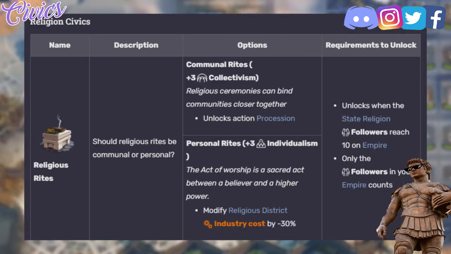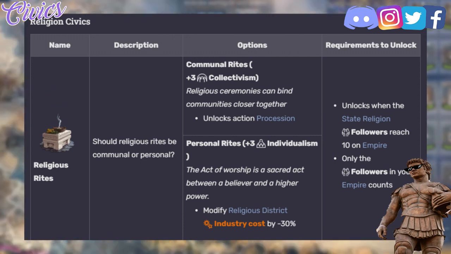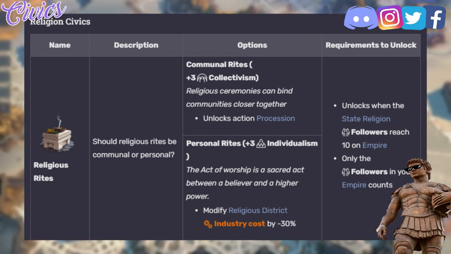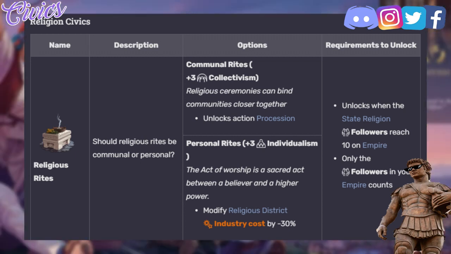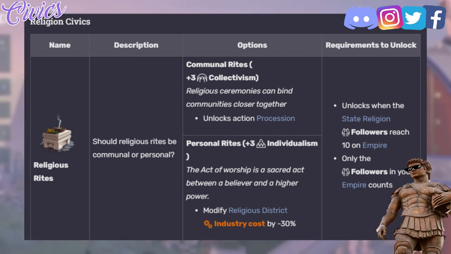Religion civics. Religious rights. Should religious rights be communal or personal? Option A, communal rights, +3 collectivism. Religious ceremonies can bind communities closer together. Unlocks action procession.